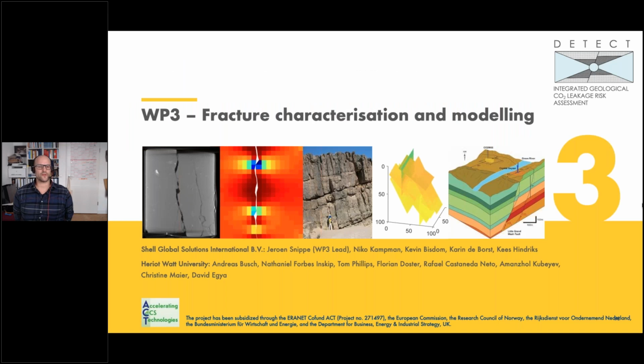The next bit is what we looked at: fracture characterization from outcrops. Next slide, please.